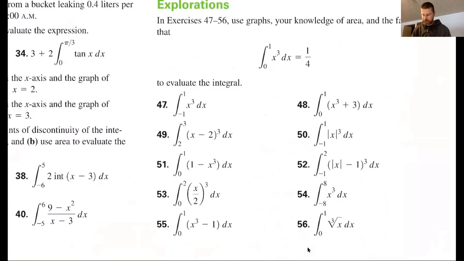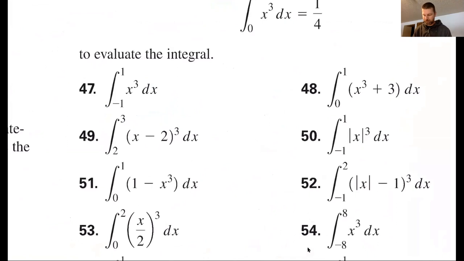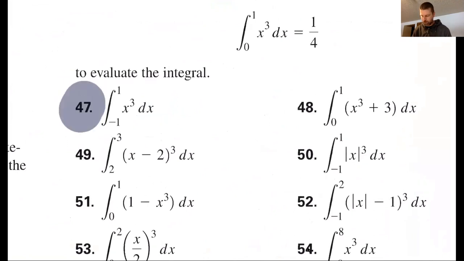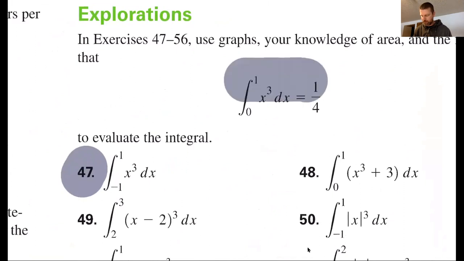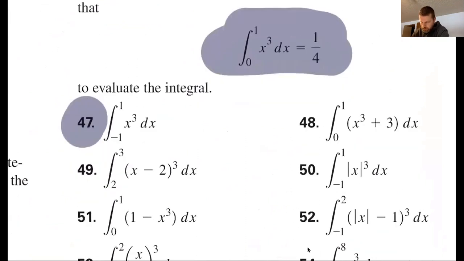All right, so here is problem 47 on today's homework set. It's asking you to find the integral from -1 to 1 of x cubed dx. Without any more information, you don't know how to do that yet. However, luckily for you, right above it they gave this information: the integral from 0 to 1 of x cubed dx is 1/4. So we should be able to figure out problem 47 by using what we know about x cubed.